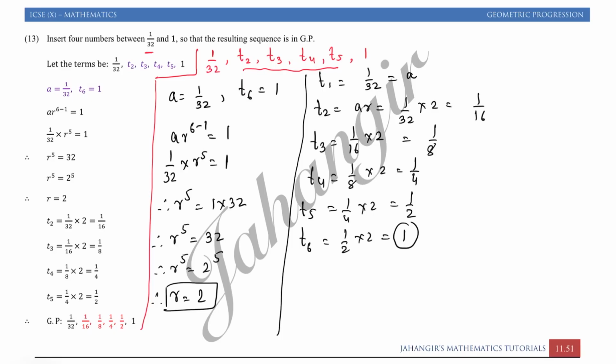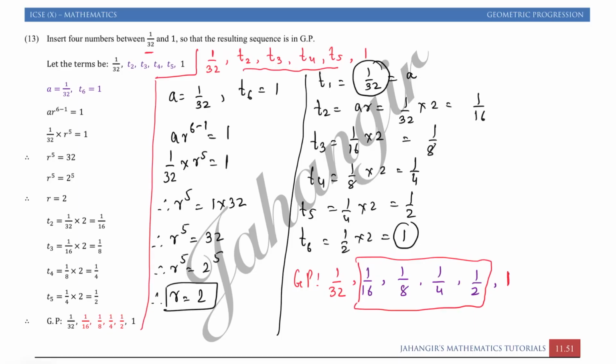This term and this term, the first term, we already know. So the GP will be: first term is 1 by 32, then the remaining terms 1 by 16, 1 by 8, 1 by 4, 1 by 2, 1. So these are the 4 terms to be inserted in between the first and last term. Hope you understood this.